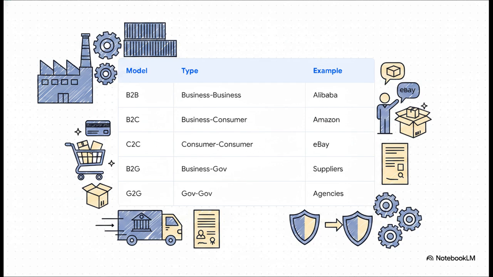Ever bought a vintage lamp from a neighbor online? Boom, you've participated in a C2C, consumer to consumer market, like eBay. The whole ecosystem even scales up to B2G, for businesses supplying IT systems to government agencies, and G2G, powering interagency government platforms. Every single digital transaction falls into one of these specific buckets.